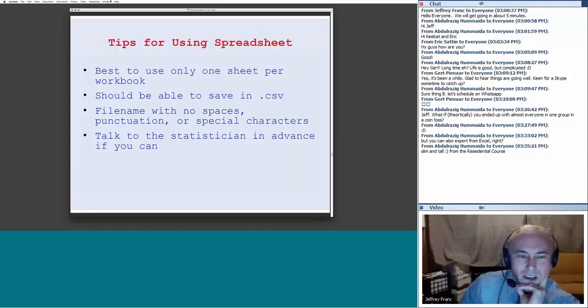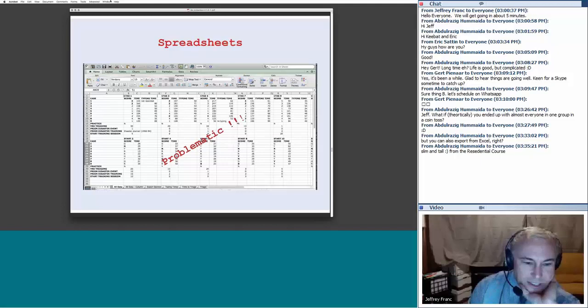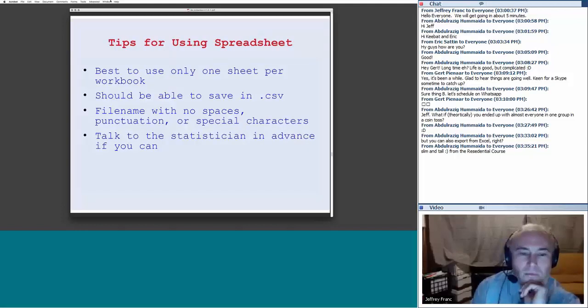So here, I'm just going to give you some tips for how to use a spreadsheet. The first thing is we use only one sheet per workbook. You'll see in this example that this is one sheet of at least 6 or 7 sheets in this workbook. So we don't do that. For statistical analysis, we have one sheet per workbook.